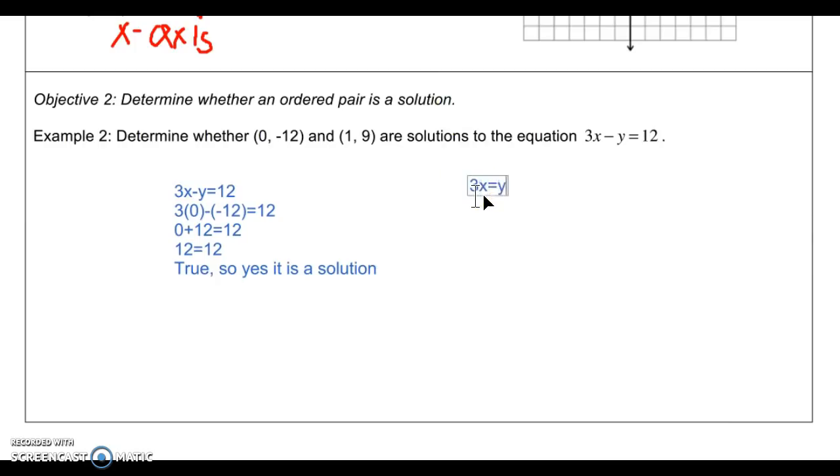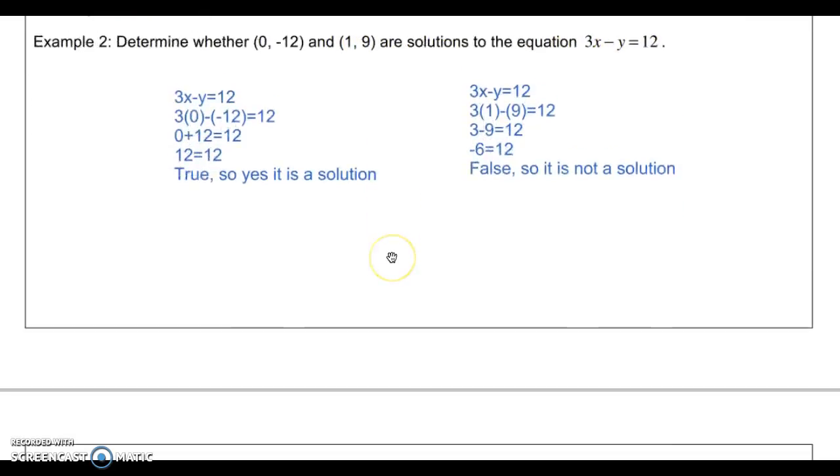3x minus y equals 12. 3 times 1 minus 9 equals 12. Order of operations, 3 minus 9 is 12. Negative 6 is 12. This is false, so it is not a solution. All right, so the way we test if a point is a solution is by substituting in those values. And what this means is that the point 0, negative 12 does lie on the graph of this line, and the point 1, 9 does not lie on the graph of this line. It's off of the line.